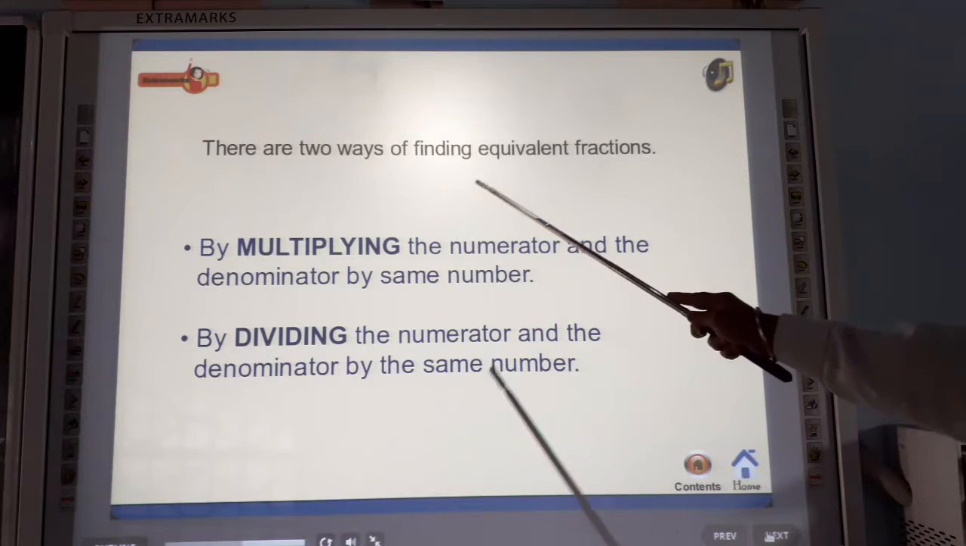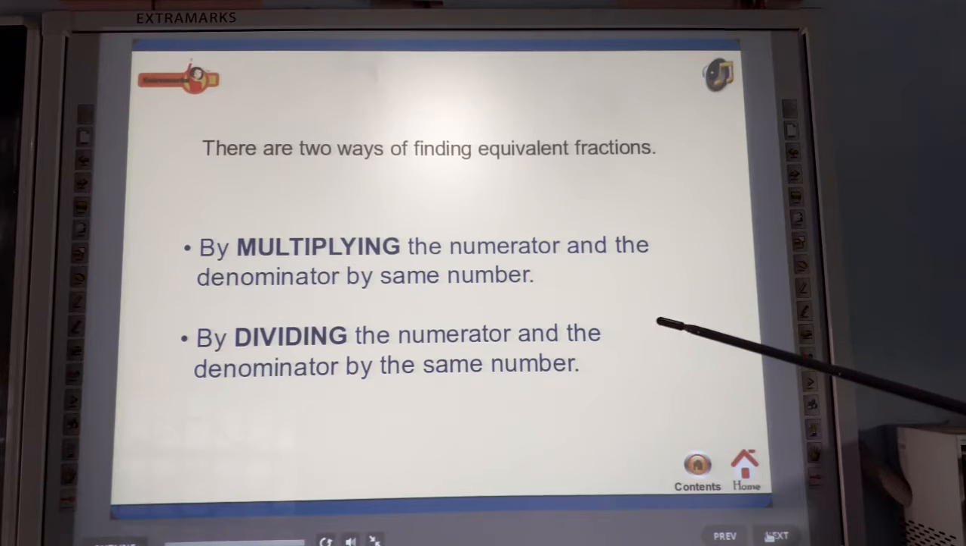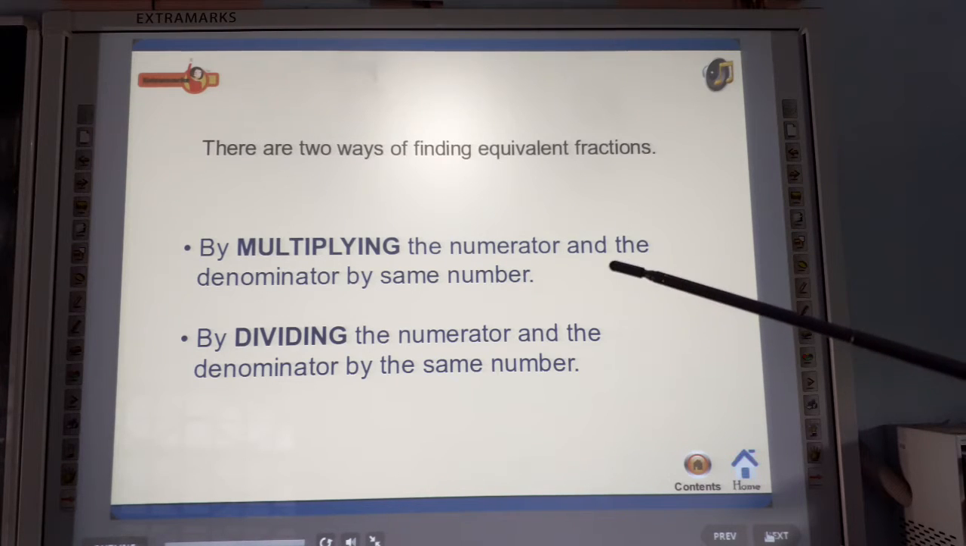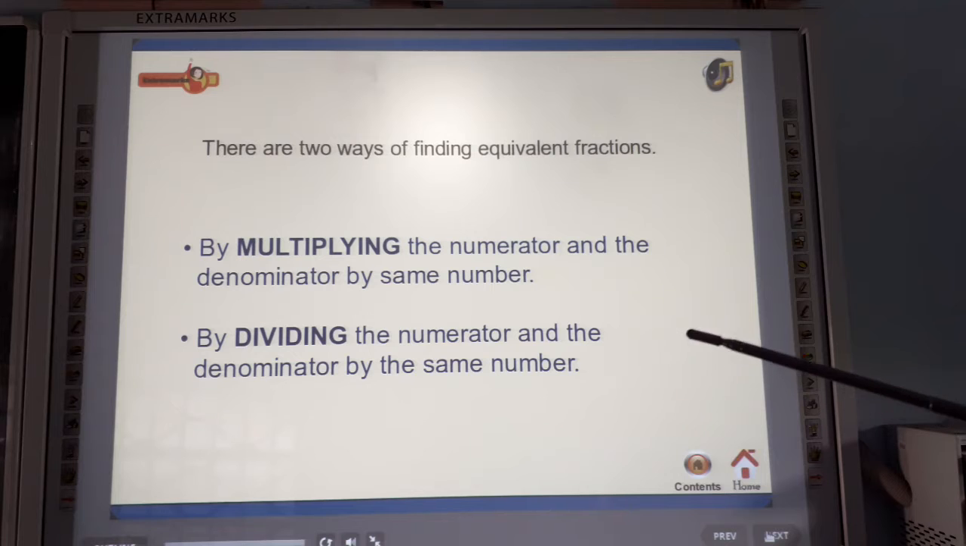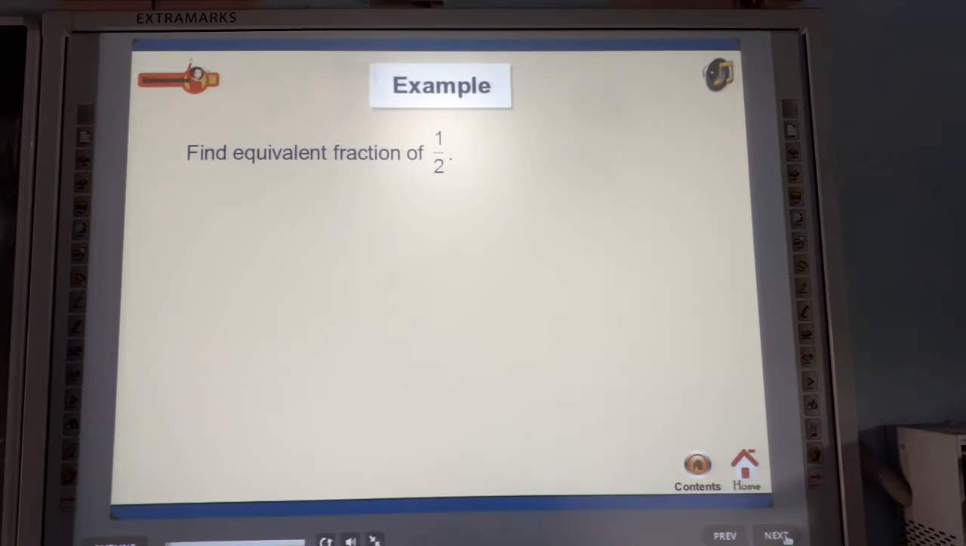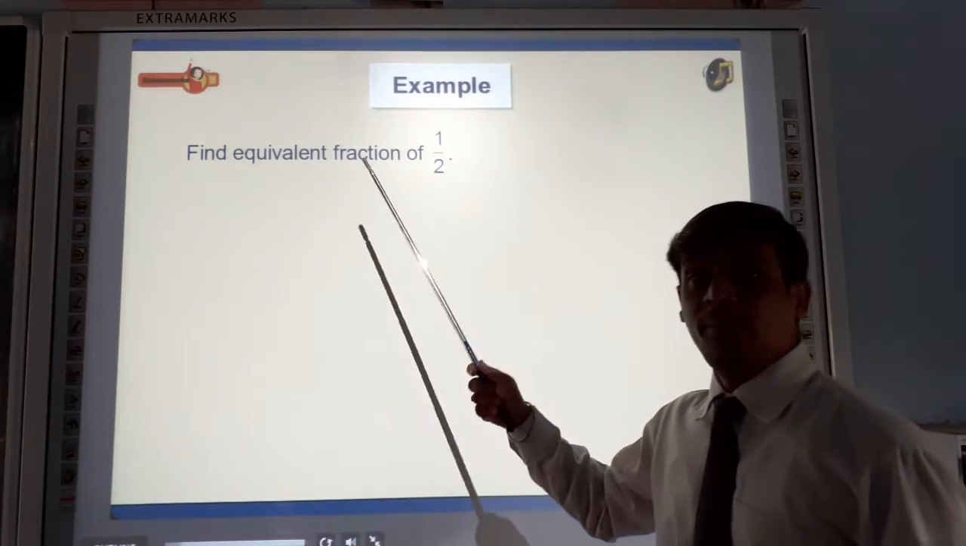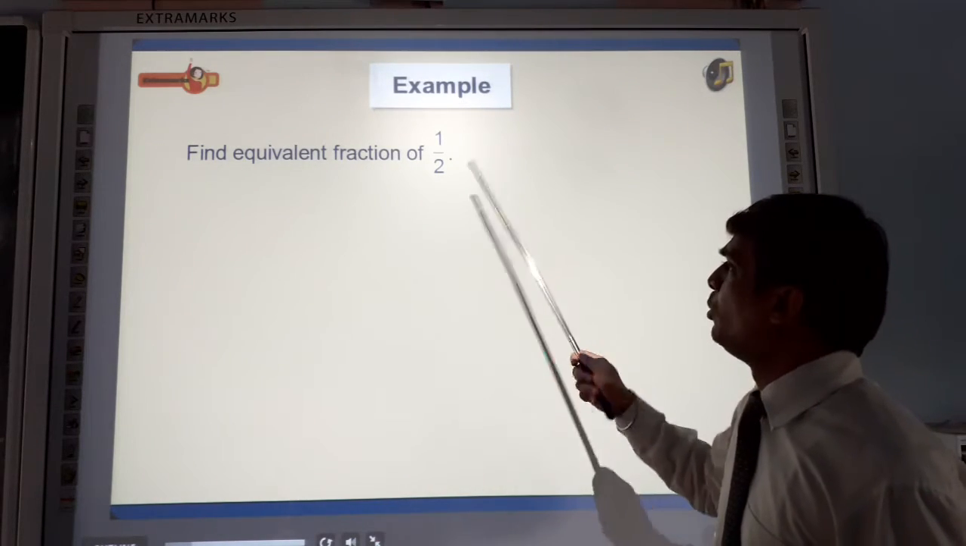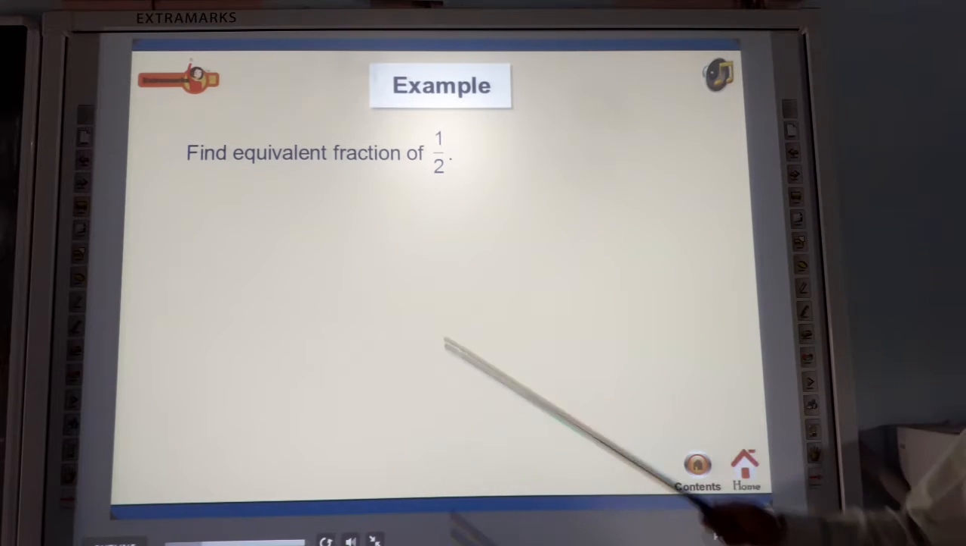There are two ways of finding equivalent fraction. First is by multiplying the numerator and the denominator by the same number, and second is by dividing the numerator and the denominator by the same number. Okay student, look at this. For example, find equivalent fraction of 1 upon 2. Okay, look at this.